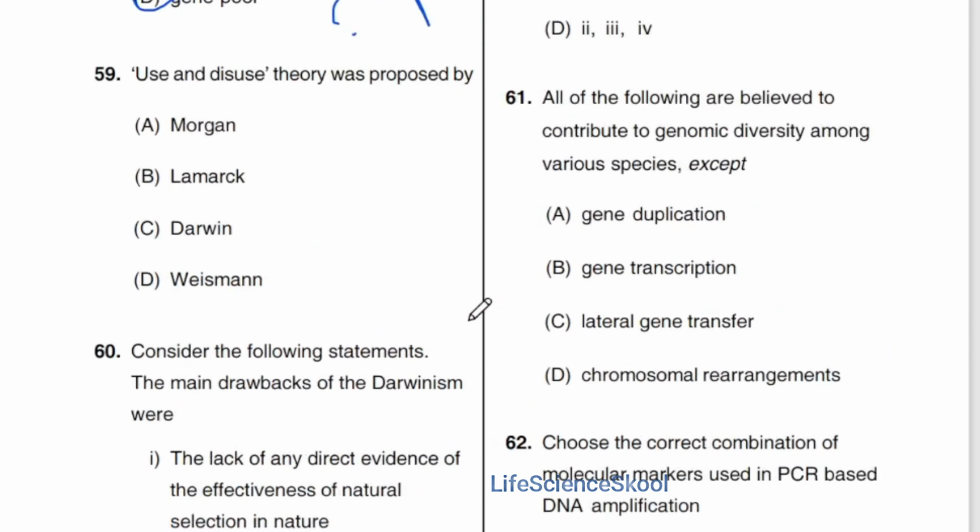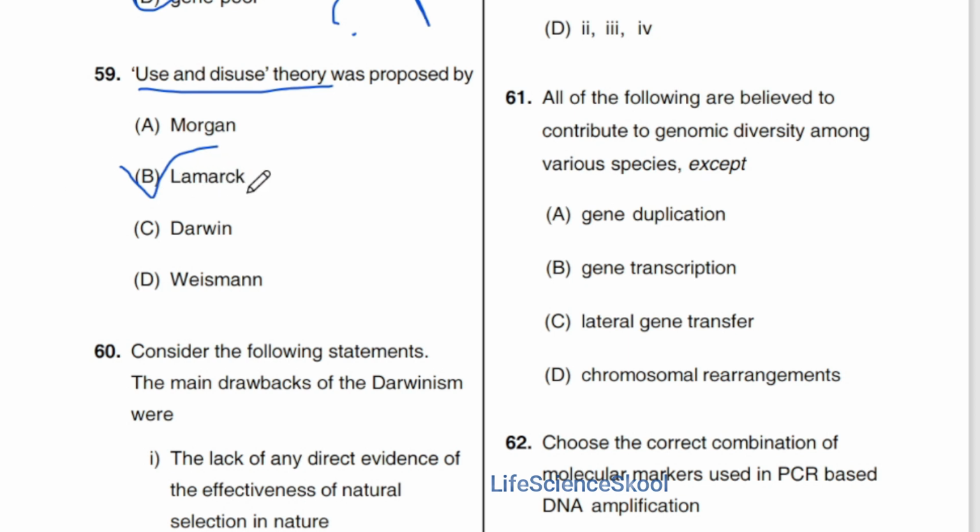Moving on to the next question. 59th one. Use and disuse theory was proposed by option A Morgan, option B Lamarck, option C Darwin, option D Weismann. And before solving this, let us know what is this use and disuse theory. This use and disuse theory was proposed by Lamarck. So as in the question, they are asked who proposed this. So option B is the correct answer. This was proposed by Lamarck.